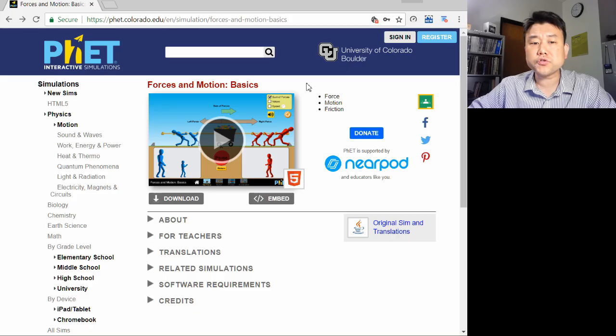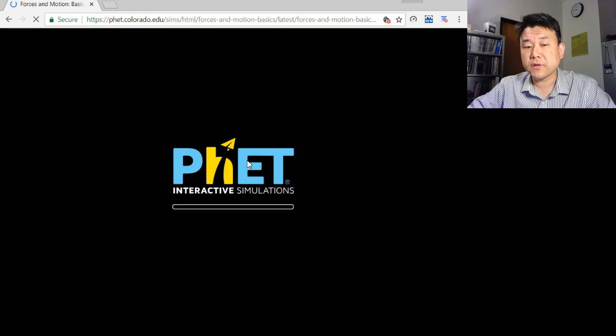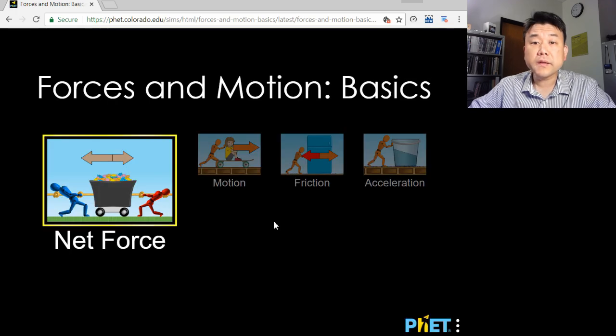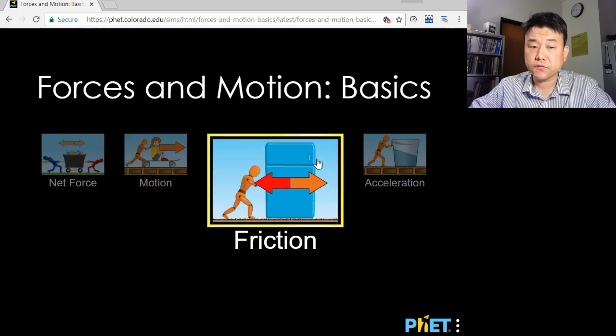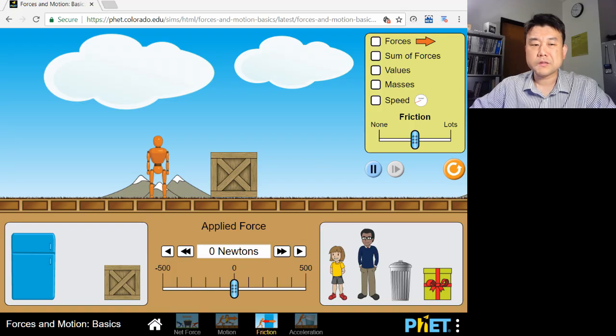Let me illustrate this with a PhET simulation from University of Colorado. I'm going to use the force and motion simulation to describe a common everyday scenario and attempt to explain it in terms of Newton's second law, or more precisely explain Newton's second law using this scenario. So here is a common scenario.